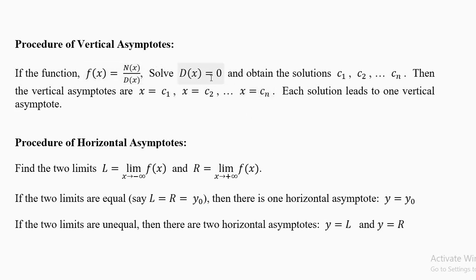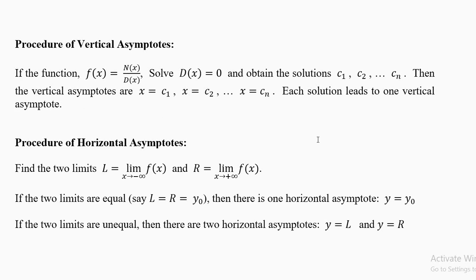Now when you solve this equation, you will get some answers, C1, C2, C3, C4, Cn. Then the vertical asymptotes are x equal to C1, x equal to C2, x equal to C3, x equal to C4. You stop at the last solution. One solution means one asymptote in the vertical case.